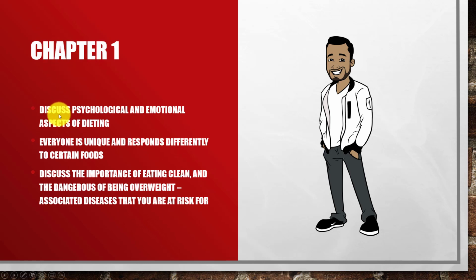So for chapter 1, we're going to be discussing psychological and emotional aspects of dieting. We're going to talk about how everyone is unique and responds differently to certain foods. And we're going to discuss the importance of eating clean and the dangers of being overweight. So associated diseases that you are at risk for.